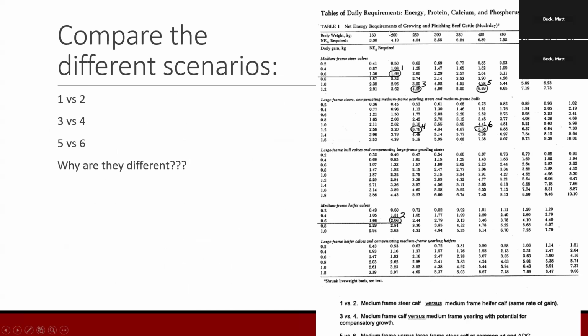So a 200 kilogram medium frame steer gaining 0.6 kilograms per day would have an NEG requirement of 1.69. Let's compare that to a medium frame heifer, same body weight, same rate of gain, with an NEG requirement of 2.06. So about 0.4 megacals per day difference. Why would a medium frame steer require less NEG than a medium frame heifer at the same body weight, at the same rate of gain?